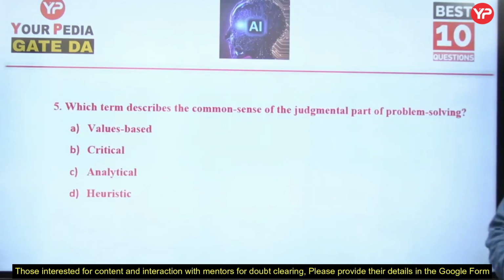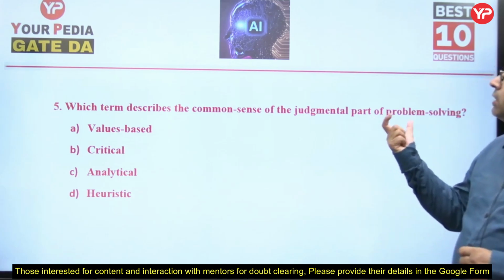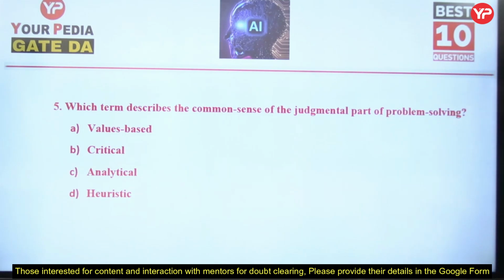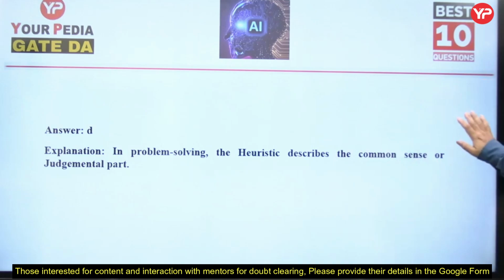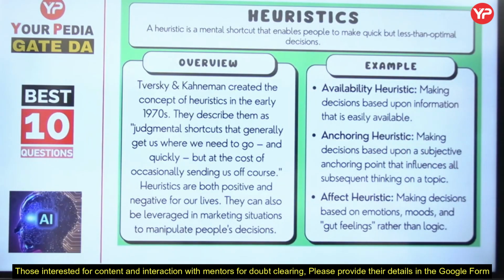Now coming to the fifth question, which term describes the common sense of the judgmental part of problem solving? In problem solving we are trying to judge something. So common sense of the judgmental part means we are trying to get some hint. Of course, it's heuristics, very simple. Values, based, critical, analytical is nothing, heuristics. That's called heuristics, the common sense of the judgmental part of problem solving. So heuristics is the answer. This is something about heuristics you can go through.